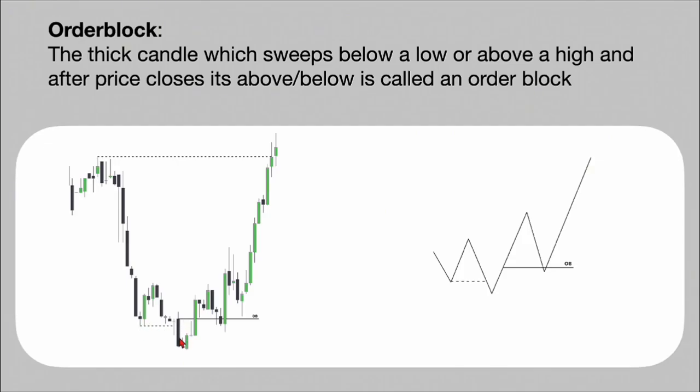Now here you can see the exact candle that dips below this low. This means we're waiting for this candle to be engulfed. By engulfed, I mean that the price must close above it. Once the price closes above, it will become a valid order block for us.